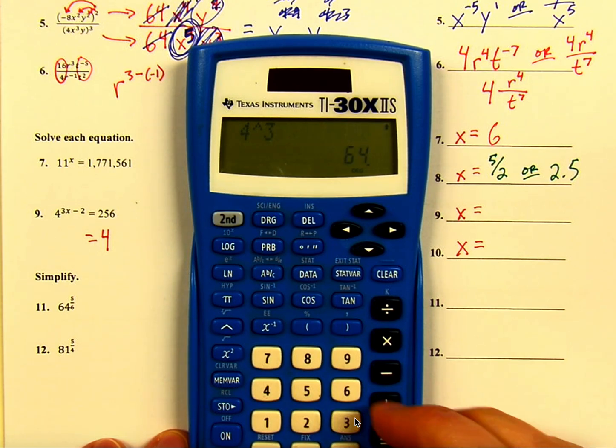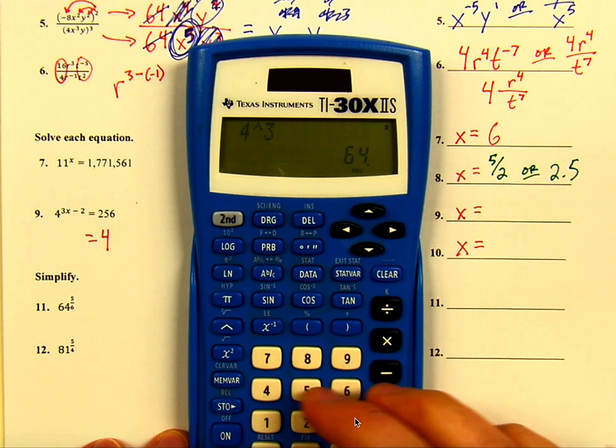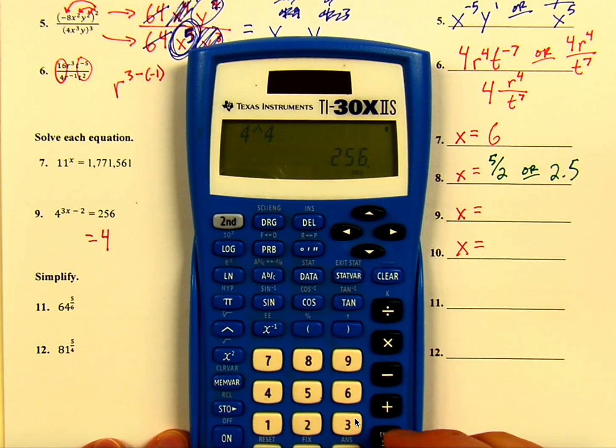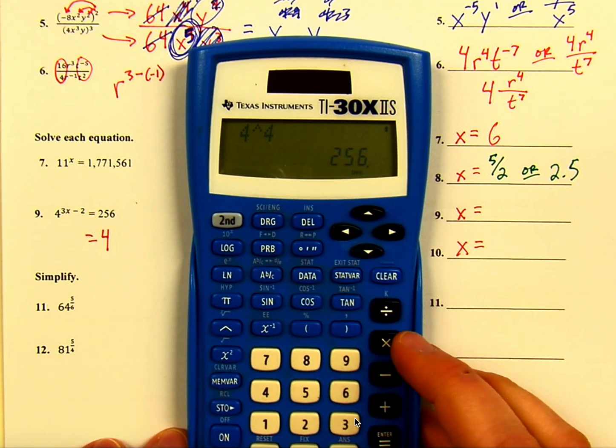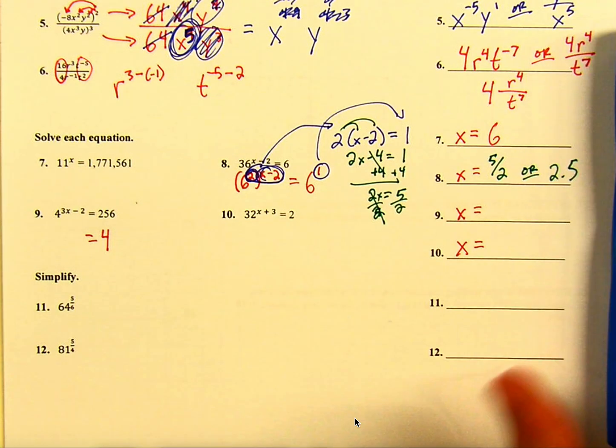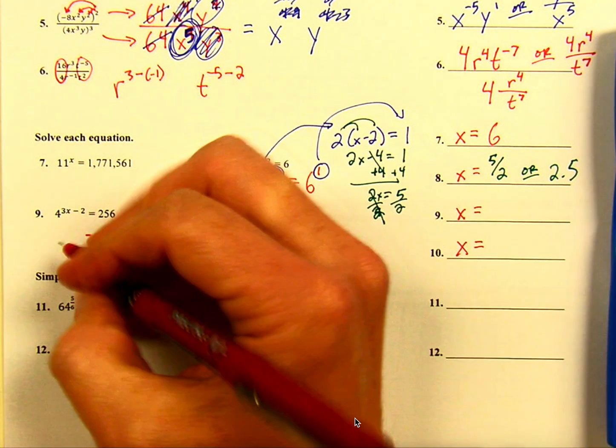4 cubed? Wait a second. Uh-oh. Shoot. 4 cubed is 64. 4 to the 4th is... Oh, there it is. How did I skip that one? 4 to the 4th. I found it. Yay me. 4 to the 4th equals 4 to the 3rd.